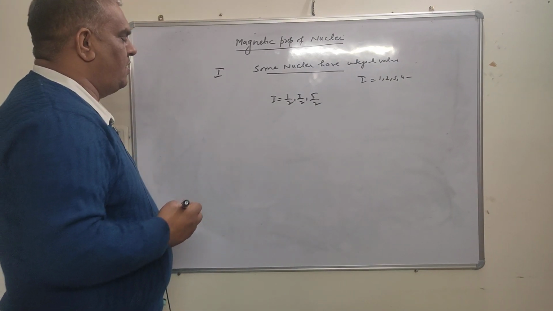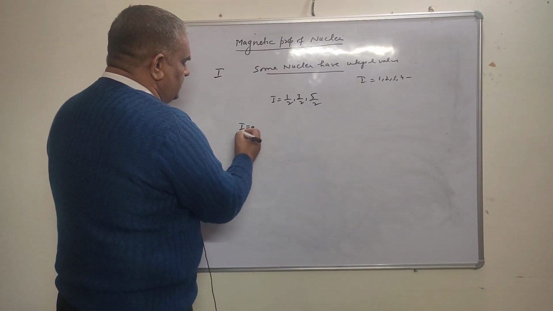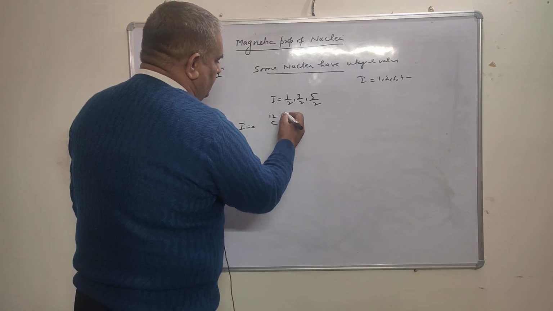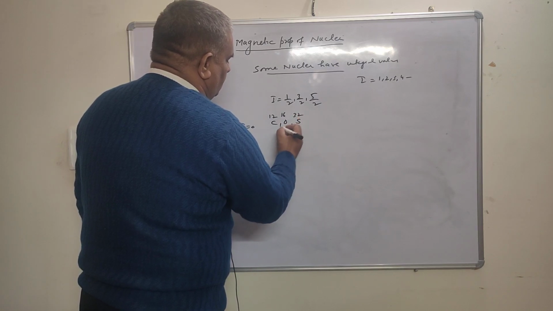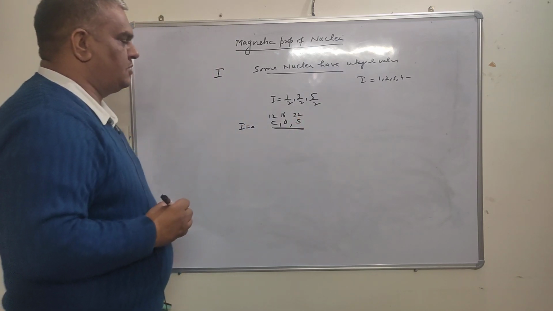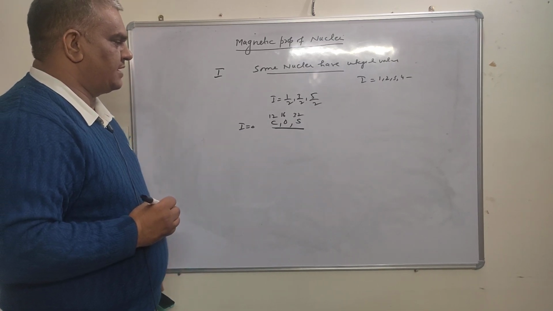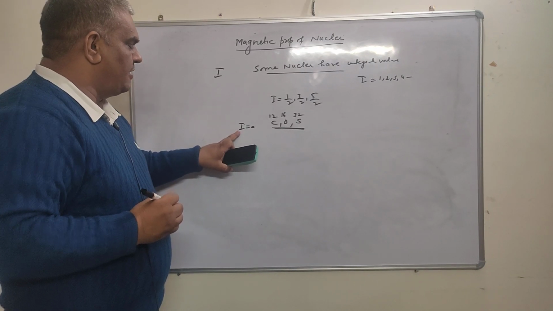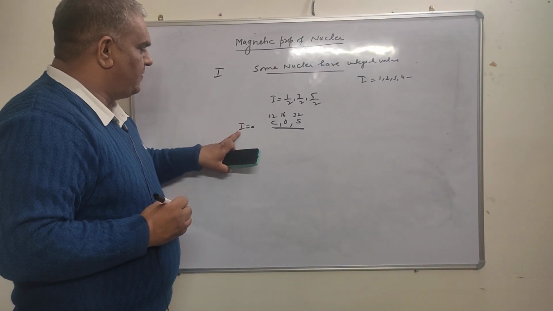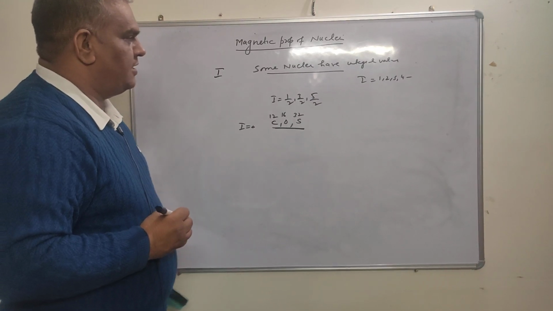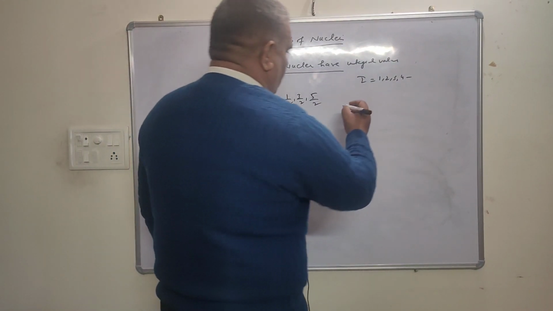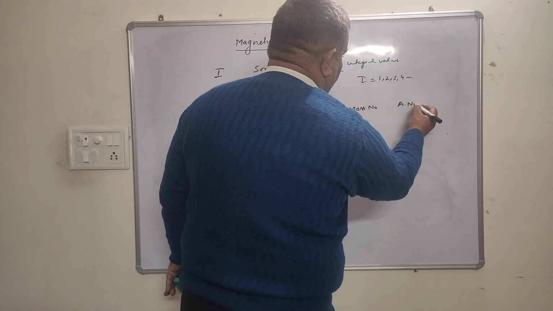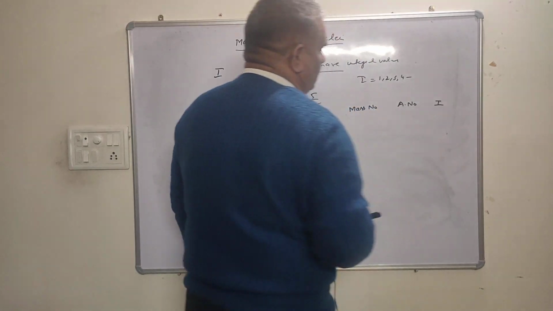A few nuclei have I equal to 0, that is, the nuclear spin quantum number is 0, such as carbon 12, oxygen 16 and sulfur 32. These nuclei have nuclear spin equal to 0 and are called non-magnetic. The numerical value of I, the nuclear spin quantum number, depends upon the number of protons having parallel or anti-parallel orientations and its relation with the mass number and atomic number.